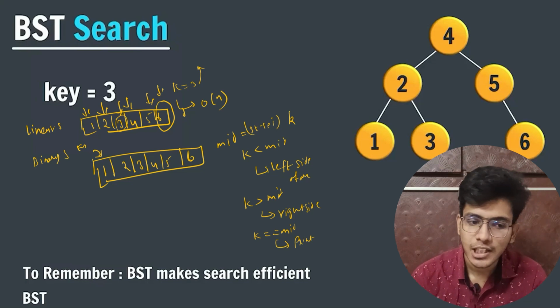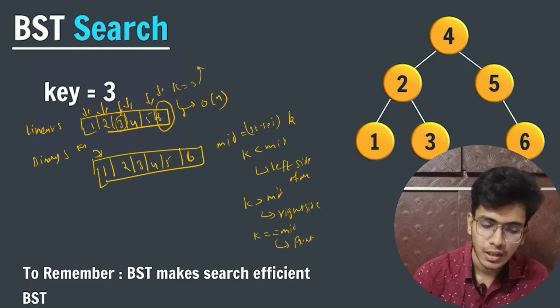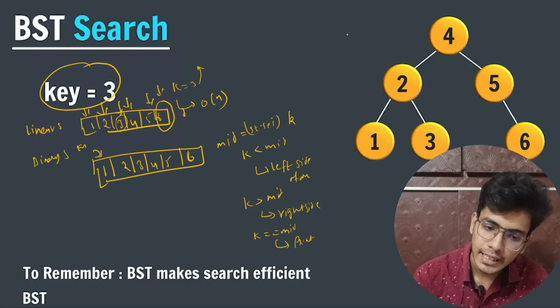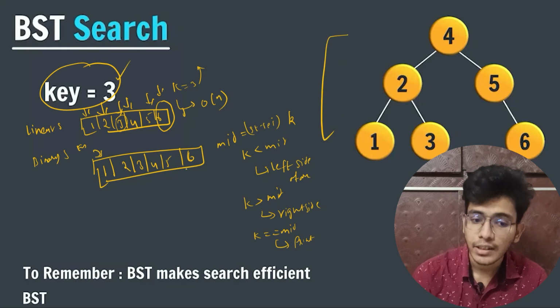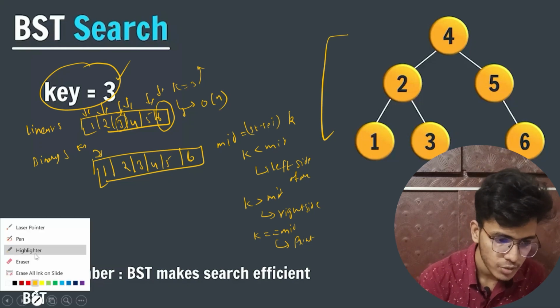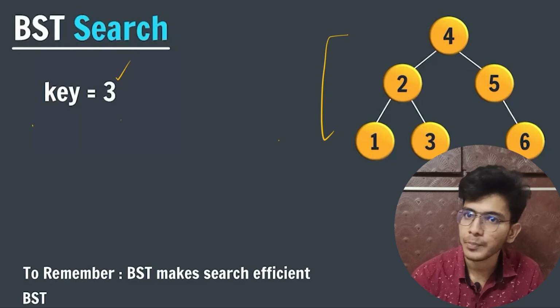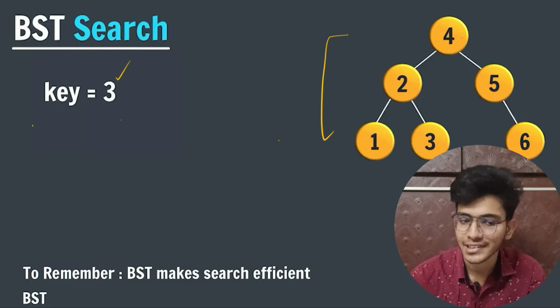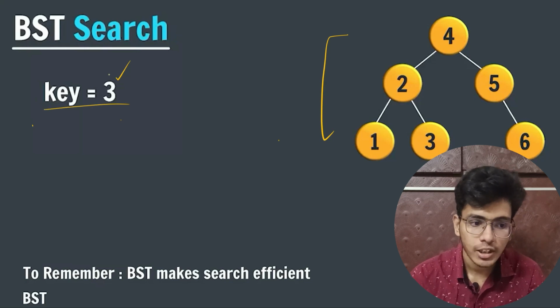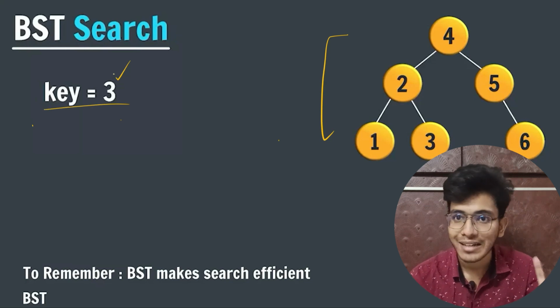Similarly, in a binary search tree, the user will give me a key value. Let's say the key value is 3. First of all, let me remove this binary search and linear search. Now let us consider that this is my binary search tree and this is my key.